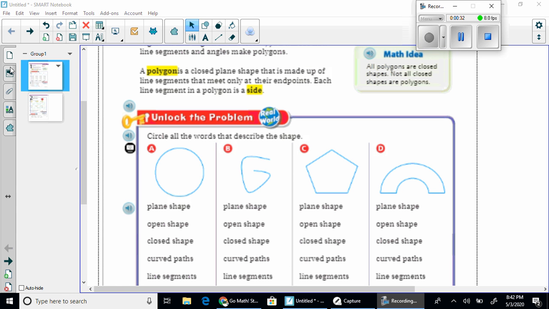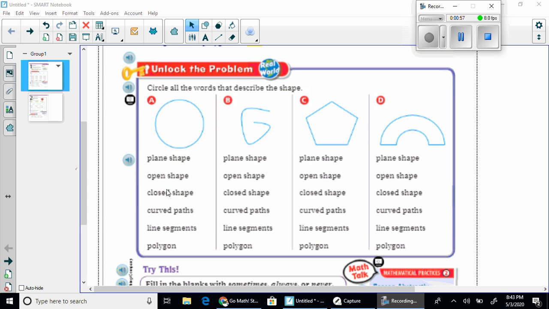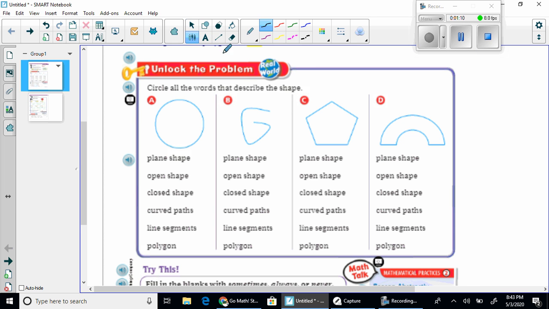And each line segment in a polygon is a side. All polygons are closed shapes, but not all closed shapes are polygons. Down below we have 4 different shapes, and we are going to go through and circle or mark the ones that would help describe the shape. We will do A together, and then I would like you to pause the video and see if you can do B, C, and D on your own.